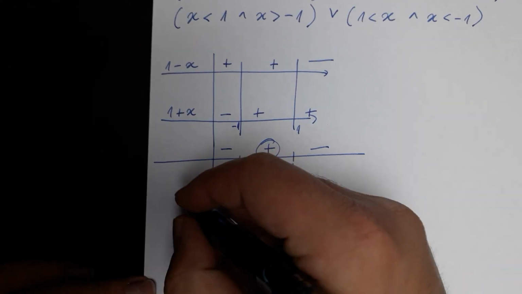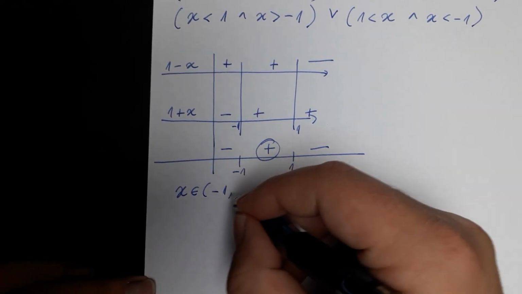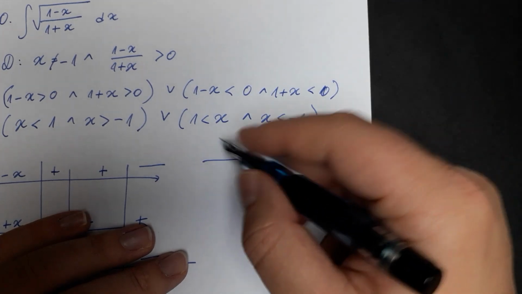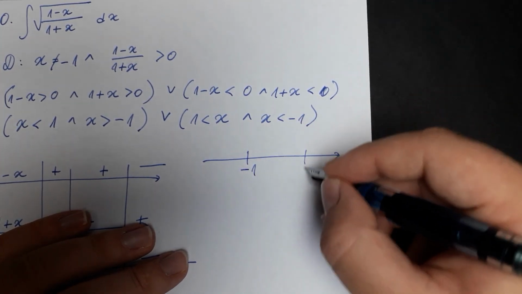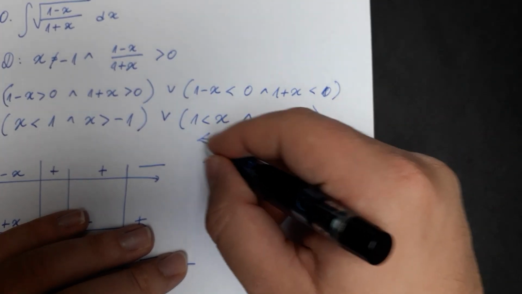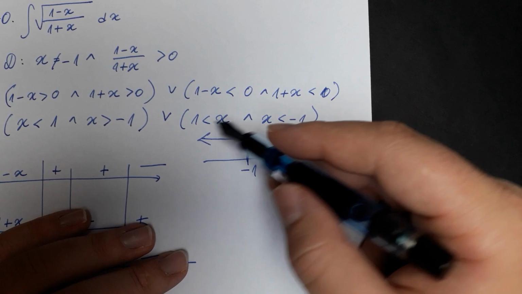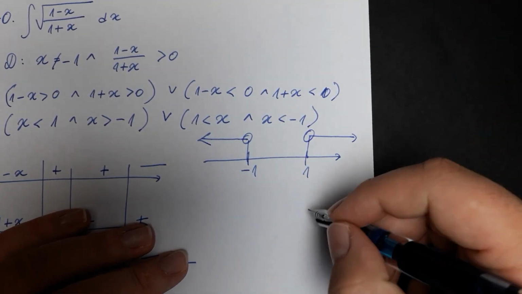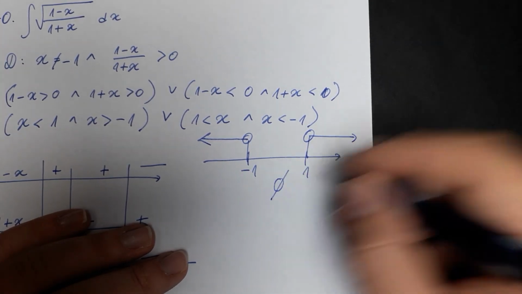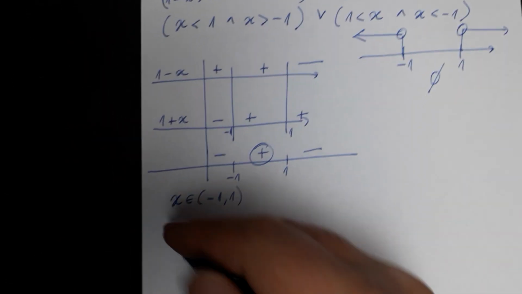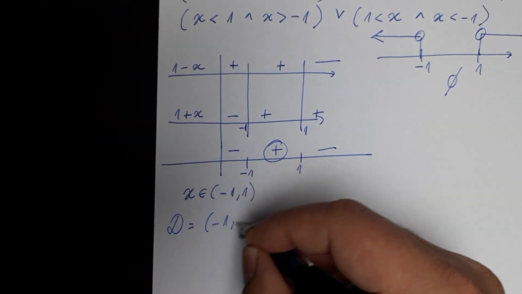So x then belongs in an open interval from negative 1 to 1. And this part right here means that negative 1 and 1 are here. Negative 1, x has to be in this position right here. And since 1 is smaller, x has to be in this position right here, which gives us nothing. The union of these two intervals is just an interval from negative 1 to 1.